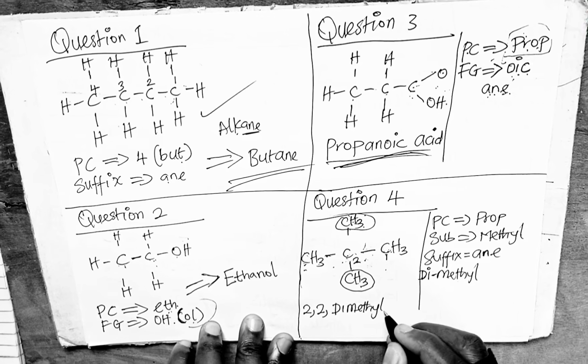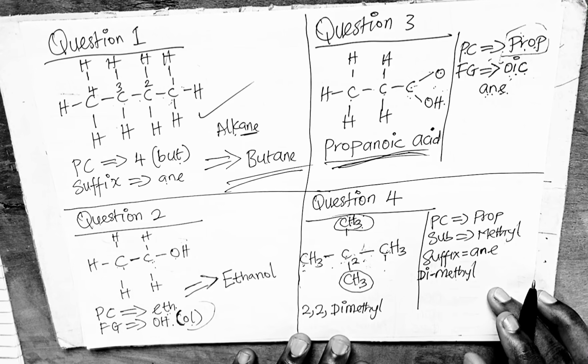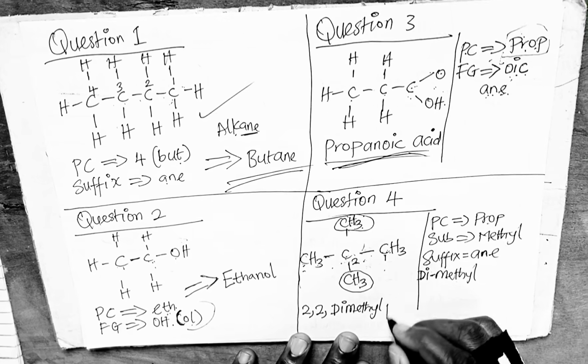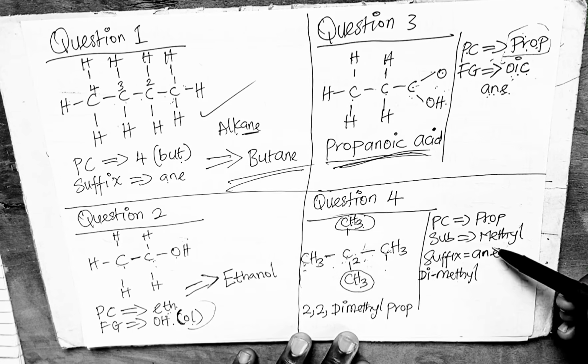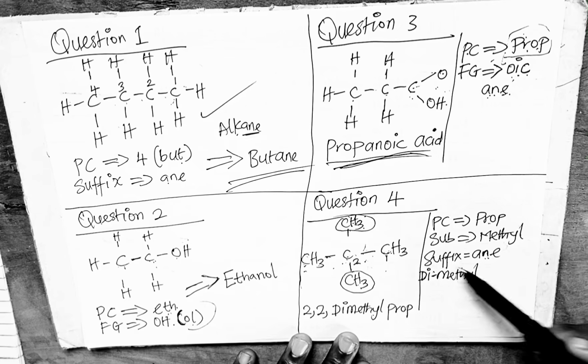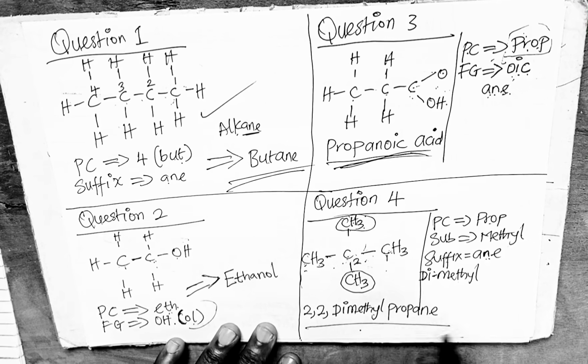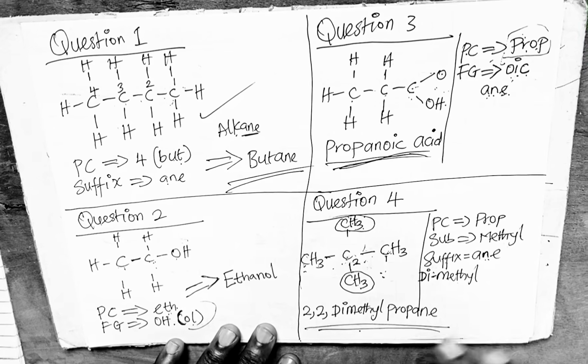Remember alphabetical order: dimethyl. Can you see? Now we bring in our prefix, prop. What is the suffix? Propane, as simple as that. A, B, C, D. So 2,2-dimethyl propane is the name of this organic compound we have here.